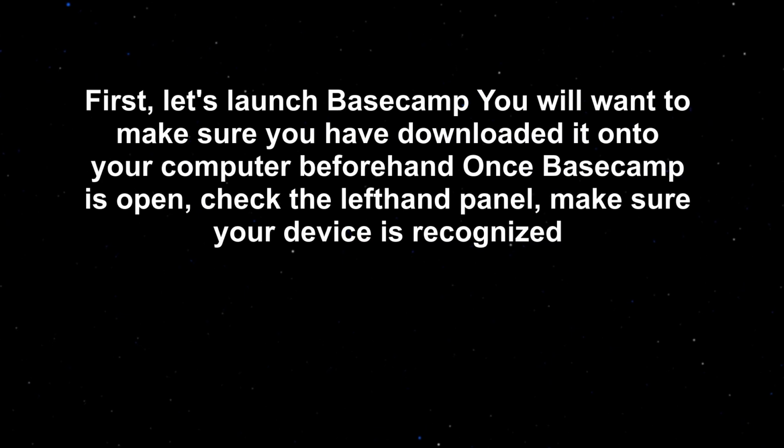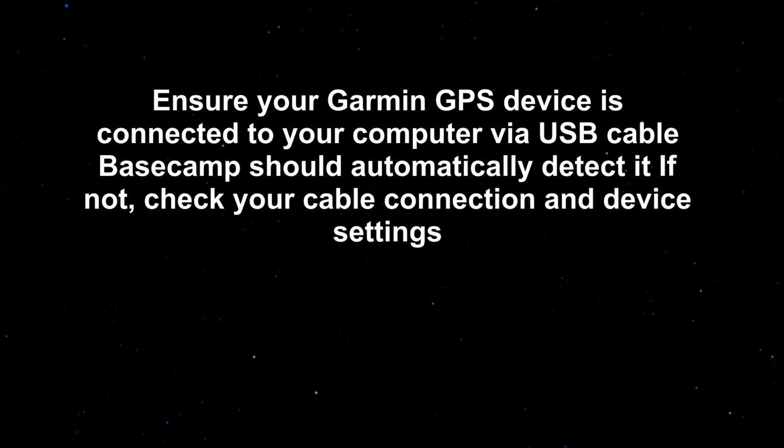Once Basecamp is open, check the left-hand panel. Make sure your device is recognized. Ensure your Garmin GPS device is connected to your computer via USB cable. Basecamp should automatically detect it. If not, check your cable connection and device settings.